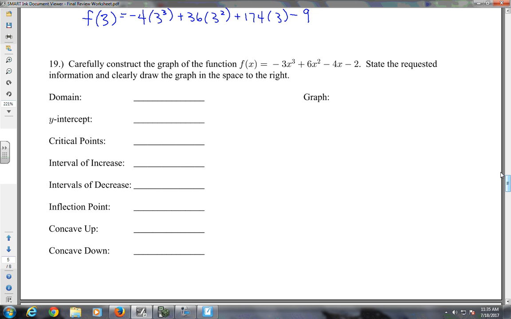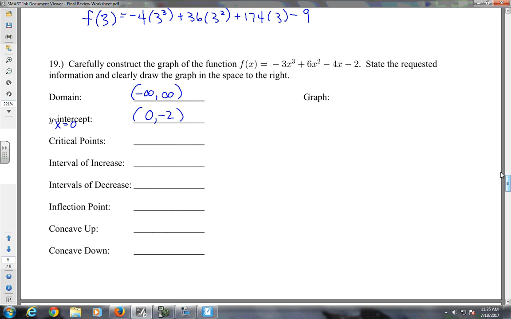Let's begin with the domain. Notice f of x is a simple polynomial function. The domain of every polynomial function is negative infinity to infinity. To find the y-intercept, we set x equal to 0. If I set x equal to 0, the only term that's going to have any value is this last one. Those first three terms would zero out, giving a y value of negative 2. So when we set x equal to 0, the y value is negative 2. Well, we've got a point on our graph.